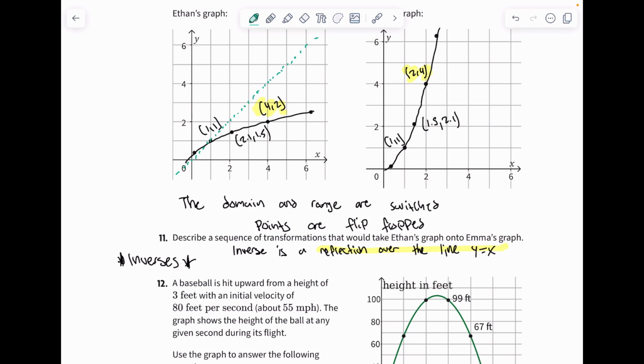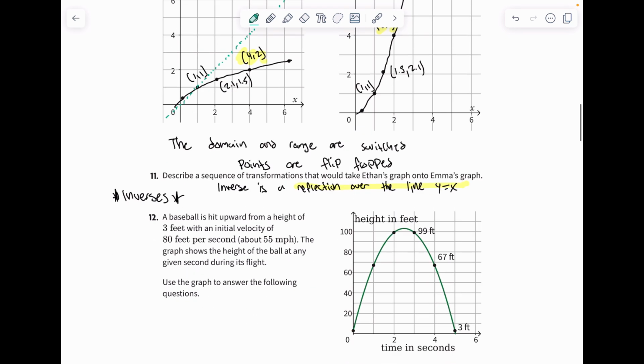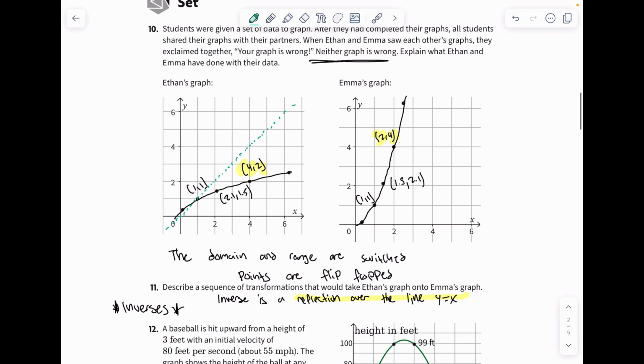Not really the best graph, I would say. It's okay. I hope that made some sense. This is part of the set problems.